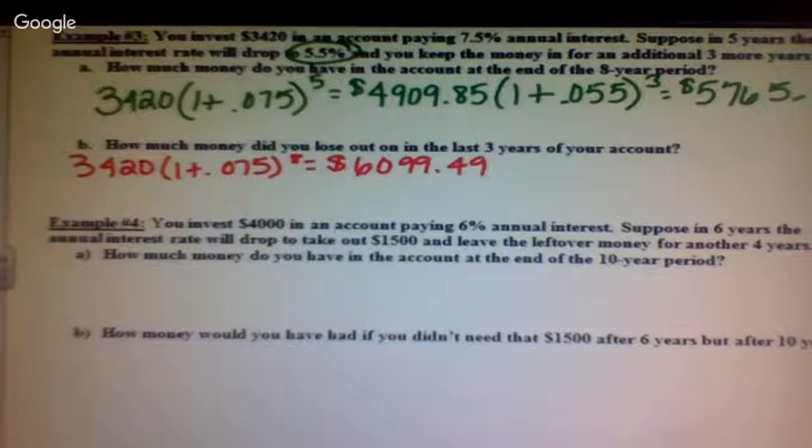How much do we lose out on? Well, now we need to subtract the 5,764.35.